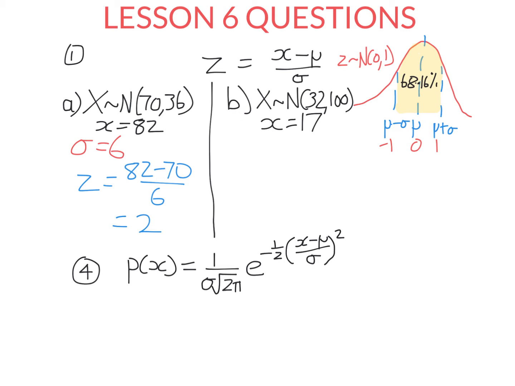So, question B. Here, this is a normal distribution, but the mean is 32. The variance is 100, so the standard deviation is 10. So, calculating the z-score, it's score minus mean divided by standard deviation. So here I get a score of negative 1.5, and that means this score is 1.5 standard deviations below the mean.